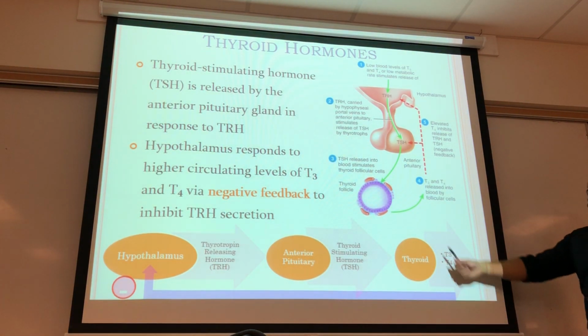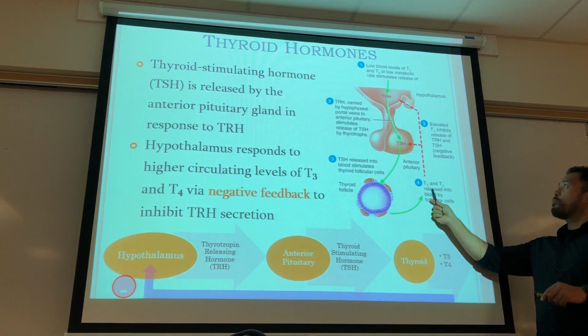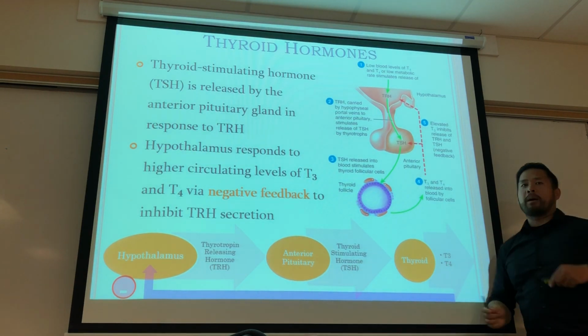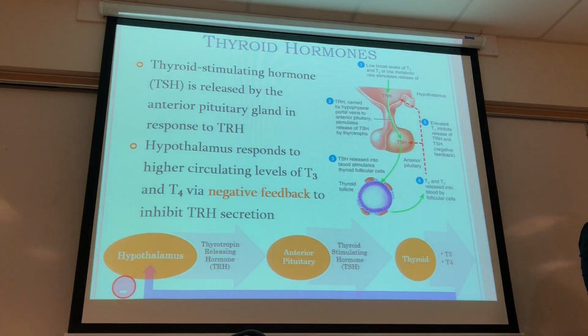So the production of T3, T4 in the efferent pathway will turn off the production. So by turning it off, we limit the amount of T3 and T4 that's made in the first place.